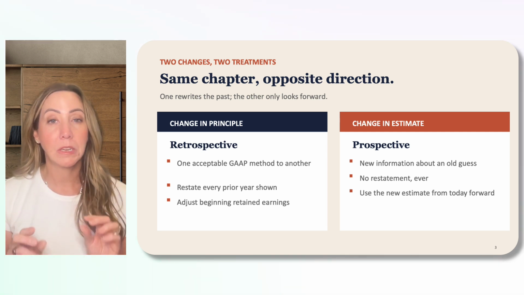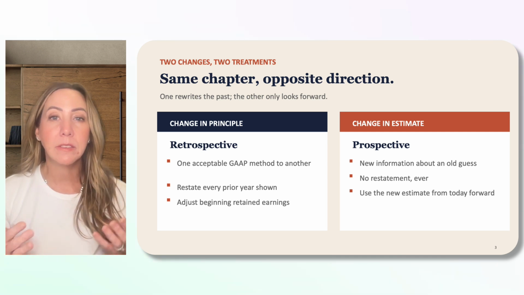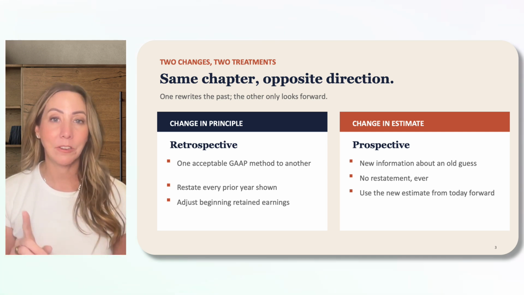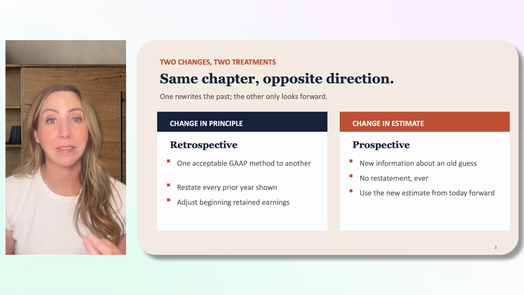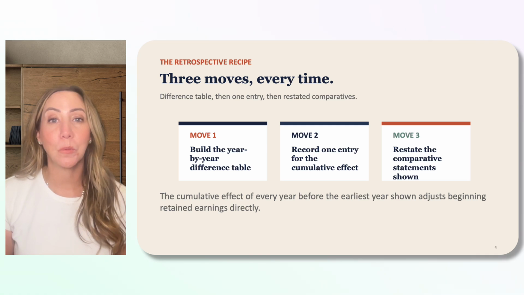One trap to watch: a change in depreciation method, say double declining balance to straight line, is treated as a change in estimate, not a change in principle, because the method choice is really an estimate of how the asset's benefits are consumed. Prospective. For a change in principle, the work is three moves.